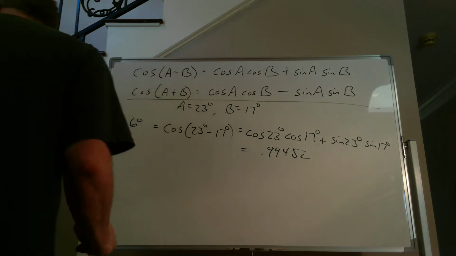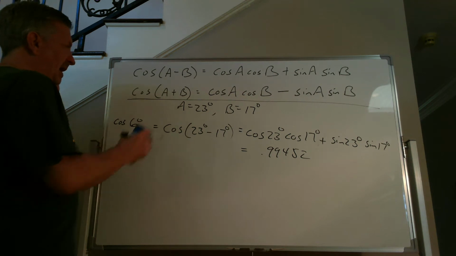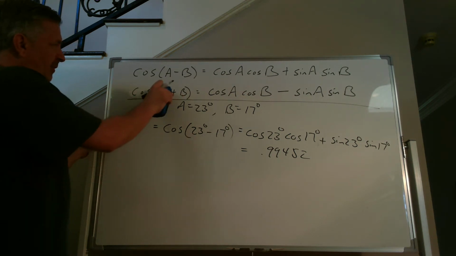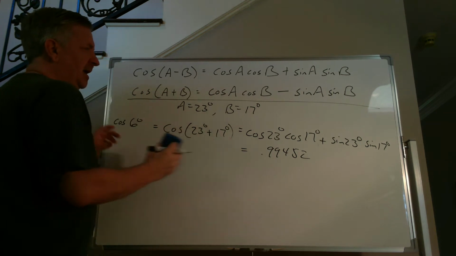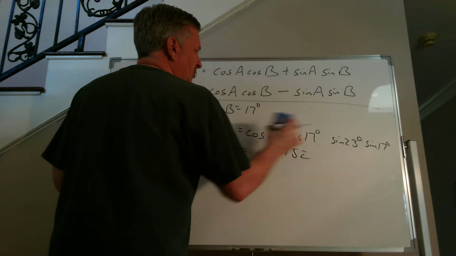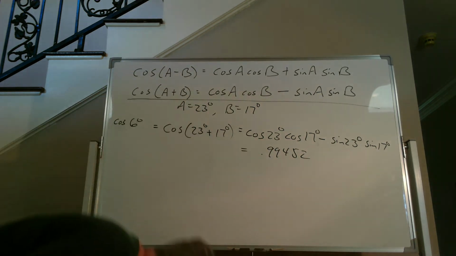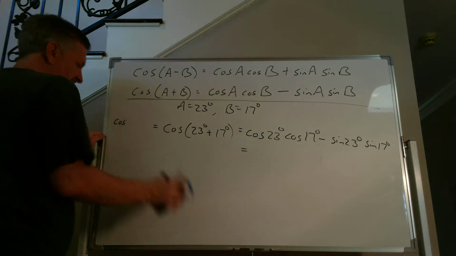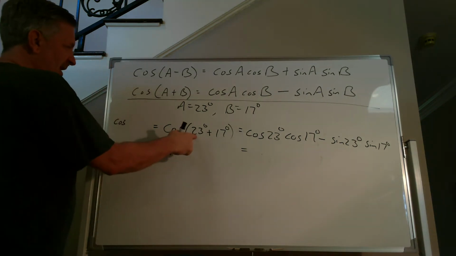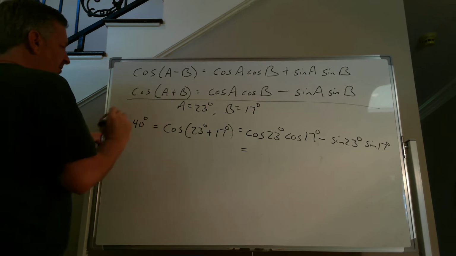Okay, now I'm going to cheat here because I have a whiteboard. I want to do the same thing for the second identity. So this is going to turn into a plus, and this is going to turn into a minus. So that's not going to be the same answer here, and I'm not going to have the same angle here. What is this angle going to turn out to be this time? 23 degrees plus 17 degrees is 40 degrees.